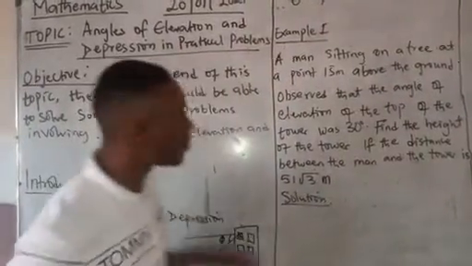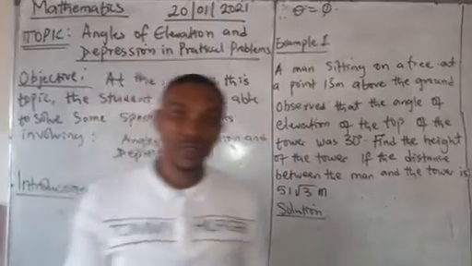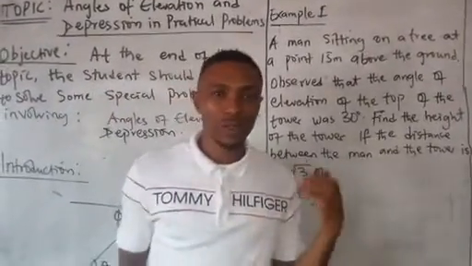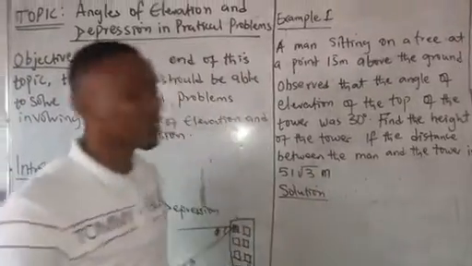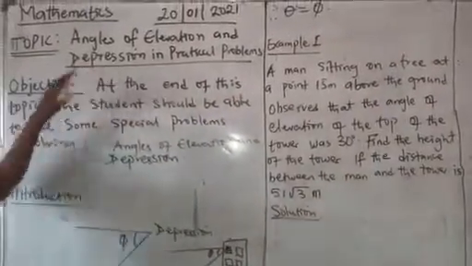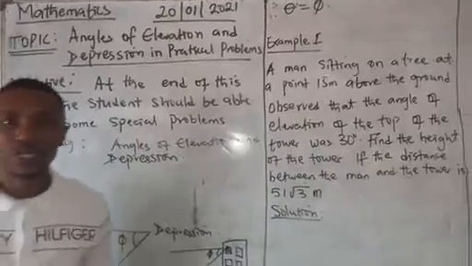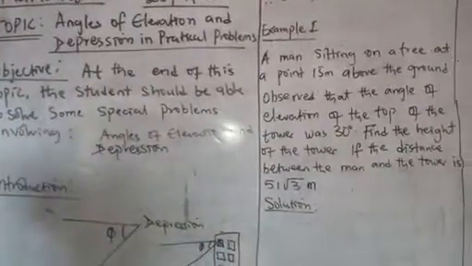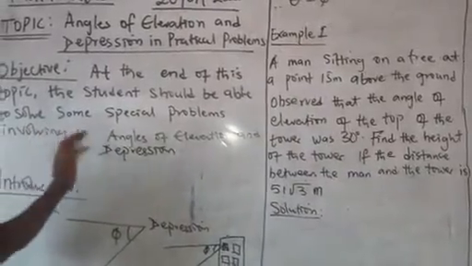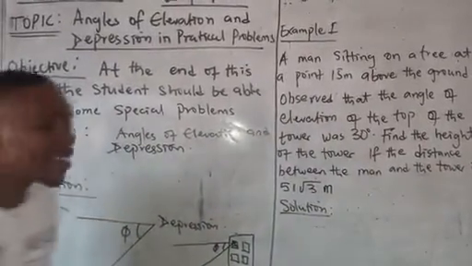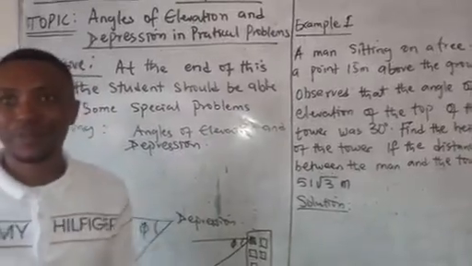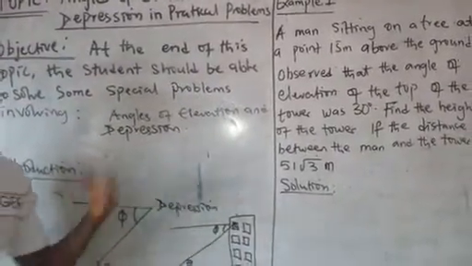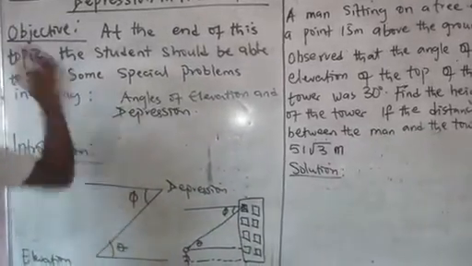Actually, this class is for SS3, but we are going to do a kind of revision for the topic on SS2. The topic for today is angle of elevation and depression. At the end of this topic, students should be able to solve some special problems involving angle of elevation and depression. This topic has already been introduced in your SS2, but let's look at some questions involved in this topic.